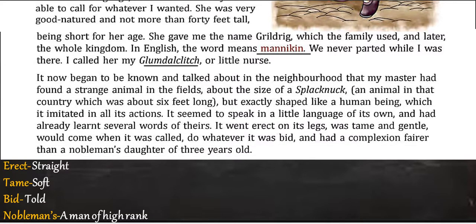In this paragraph, Gulliver explained how rumor spread through the whole area that the farmer had found a strange little creature which was about 6 feet long, and it looked like a human being. And the creature seemed to imitate human action perfectly and can even speak their language. According to them, the creature went erect on its legs and was tame and gentle. Also, it would come when it was called and did whatever it was asked to do. And they opined that it had a complexion fairer than the nobleman's 3-year-old daughter.